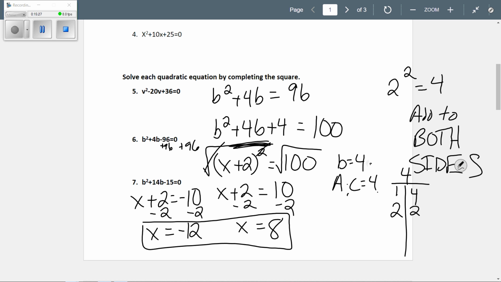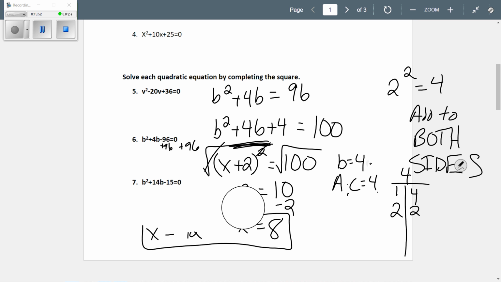Move the c over, divide by a if there is a number, take half of b, square it, add it to both sides, factor it out, get the perfect square trinomial, which should be the same number twice, then square root both sides. The square root of b plus 2 squared is just b plus 2. The square root of 100 is just 10. You set up your positive case and your negative case, and then you solve.